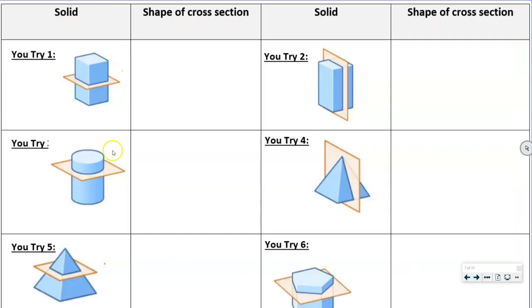Okay? So now, I'd like you guys to go ahead and tell me what you see here as far as the different types of cross-sections. Go ahead and do this. Come back to me when you're done.